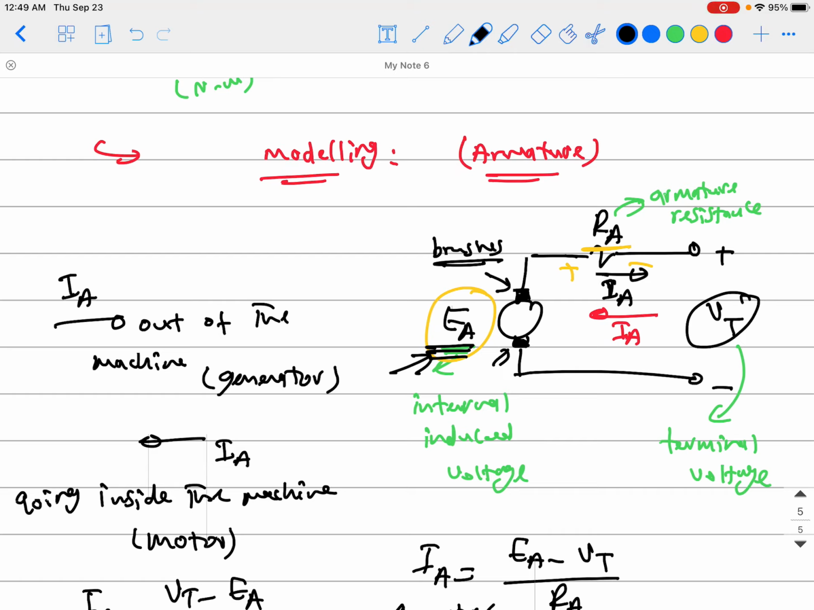Okay guys, next time I will stress this again to make sure you understand what's happening, and we'll talk about how to model the field winding, because all this was just the armature winding. Then we'll have a full model of the machine, and we can use it to predict the whole performance of this machine without testing an actual machine.